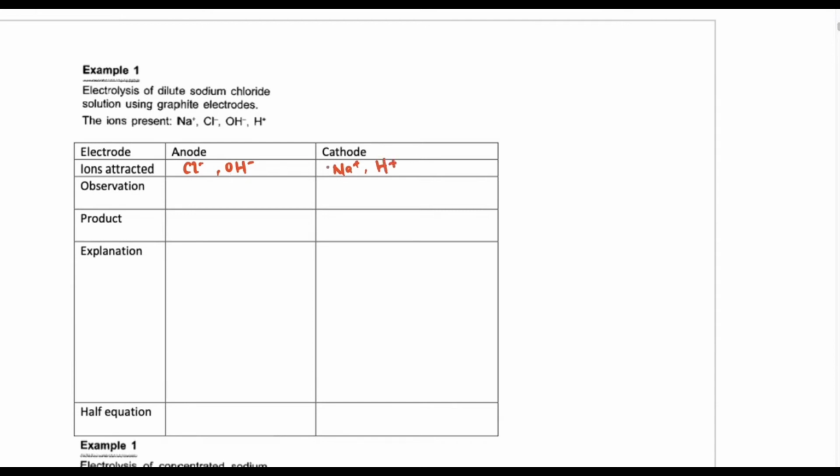So this is a step-by-step method. We think of how they are separated by the anode and the cathode, and then we choose the products. This is dilute. Dilute means they are not going to form halogens, so they are going to form oxygen. So the product formed is oxygen gas. Observation: colorless gas.